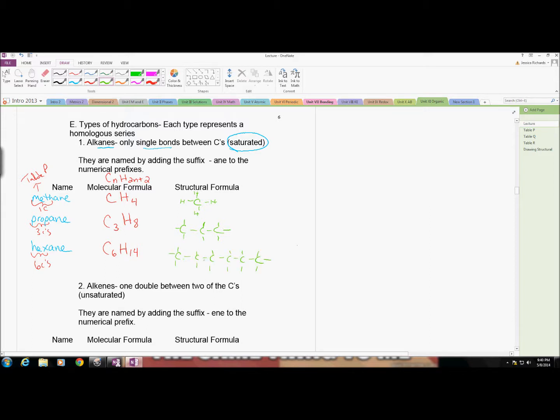Again, when you're all done with a straight chain, check to make sure that your carbons have 4 bonds: 1, 2, 3, 4, 1, 2, 3, 4, etc. Count your total number of carbons, count your total number of hydrogens. They should match your formula.